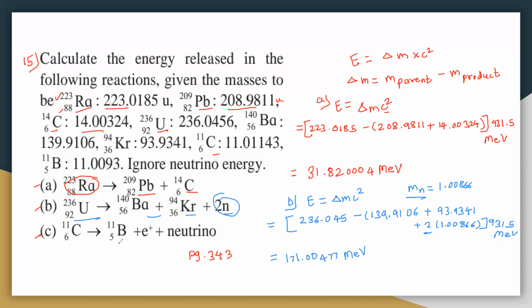Now here let's discuss reaction C. This is our parent, this is product. Then here mass of electron is a constant value which we already know, which is 0.00055. And neutrino energy, here it is mentioned to ignore, so we are not going to consider this energy. So this is our parent mass and this is product mass. This way we will find out and we will try to get the answer.